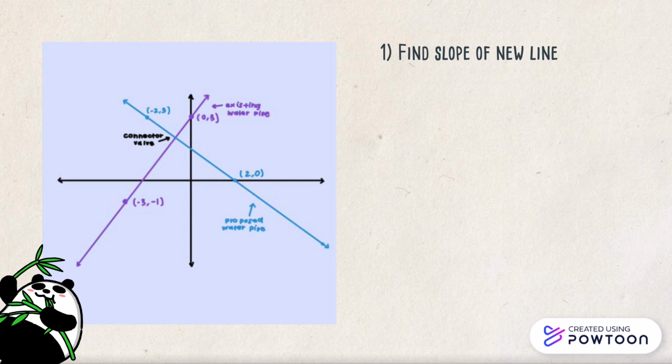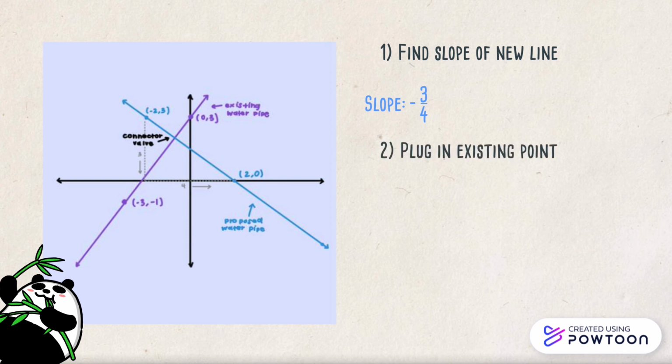Okay, first we're going to find the new slope of the line. Looking at the blue line, we can see that it goes down 3 and to the right 4. Therefore, it can be written as negative 3/4. And it's negative because the line is going down. Next, we're going to plug in the existing point. Our existing point is (2, 0). So we're going to plug it into y equals negative 3/4 x plus b. And that can be written as 0 equals negative 3/4 times 2 plus b.